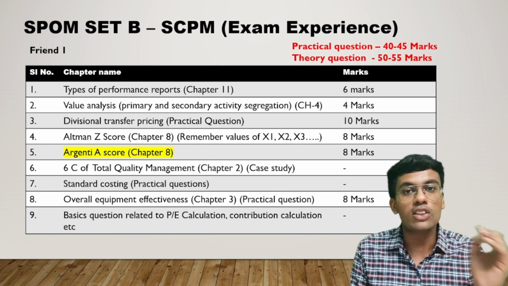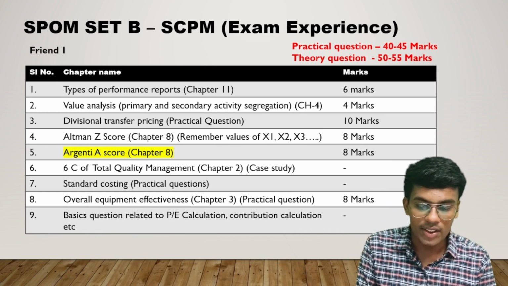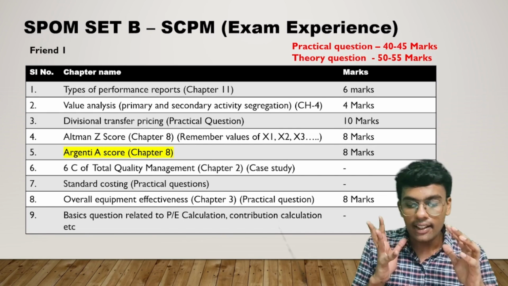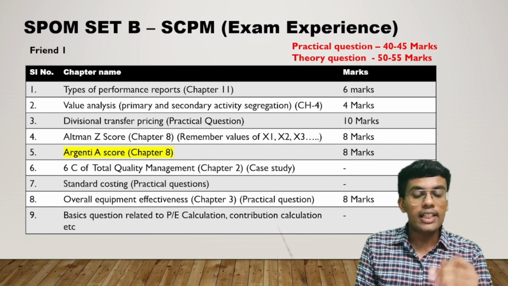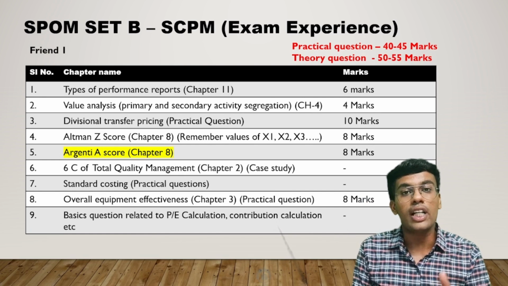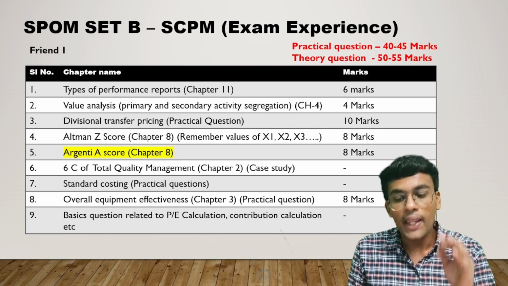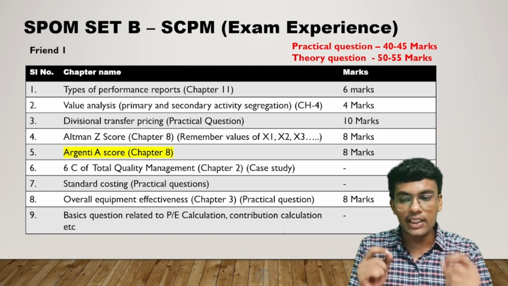Apart from the components of OEE, you also had to identify, and this was asked for 8 marks in the examination. Apart from this, he told me that there were some basic questions related to PE calculation, that is price to earning ratio calculation, and contribution margin calculation. So these were some basic questions asked in the examination. And this was the oral exam experience of one of my friends.